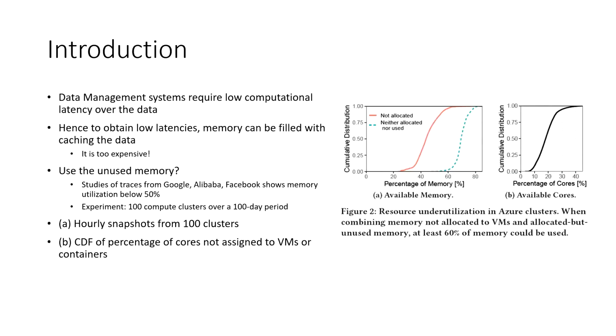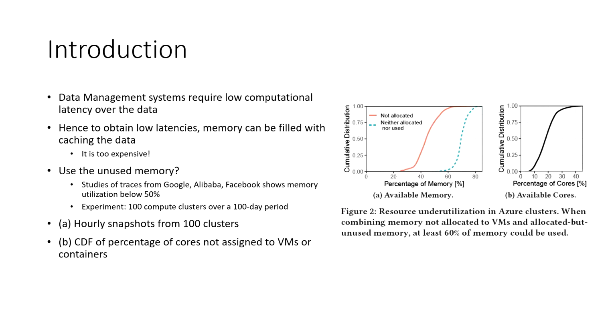If you consider any data management system, it deals with a lot of data. And to do certain computations inside the data with low latency, it requires a lot of main memory. But as we all know, memory is so expensive. Companies such as Google, Alibaba, and Facebook show that their memory utilization across their data centers is below 50%.